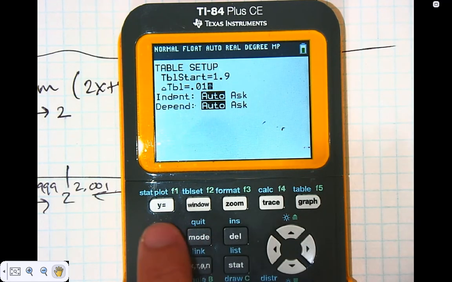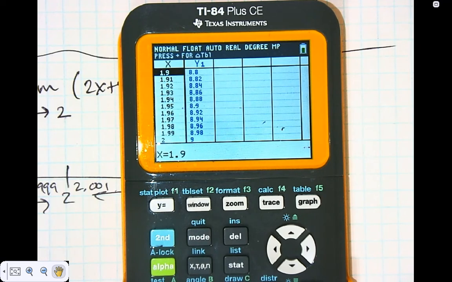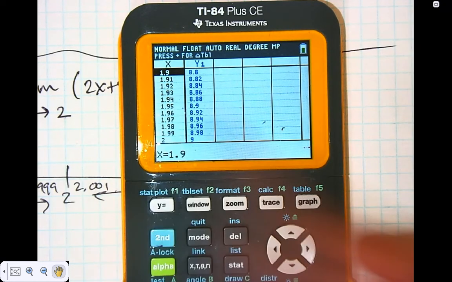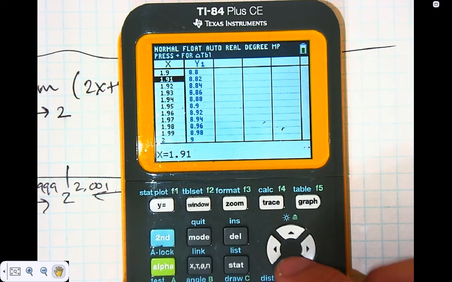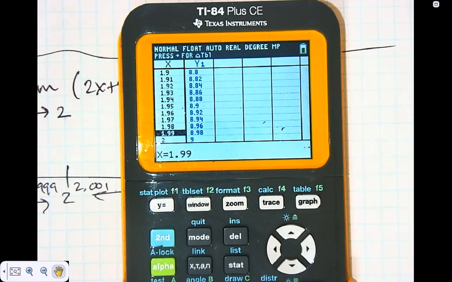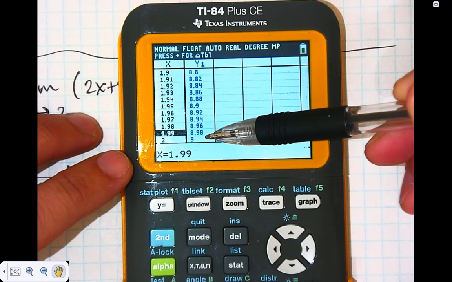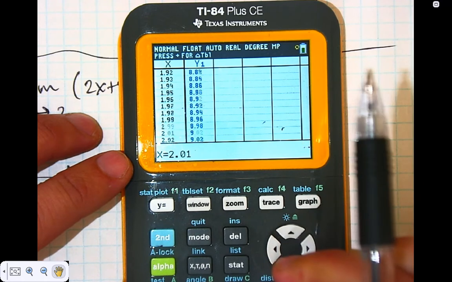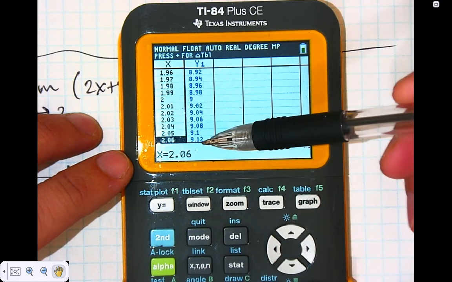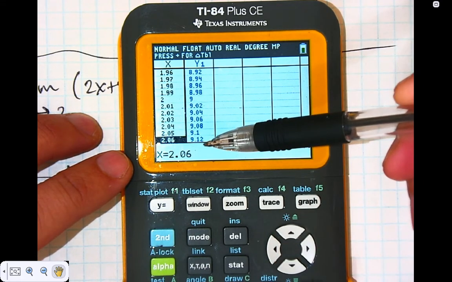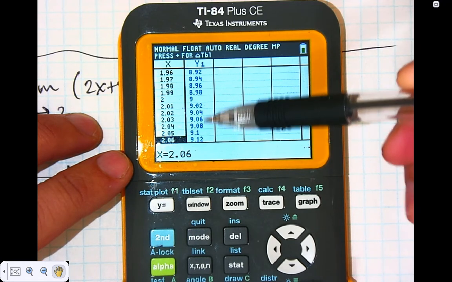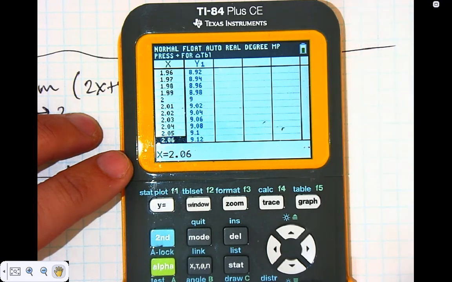So now if I go back into my table, you can see that at 1.9, I'm at 8.8. And then 1.91 and so forth. I'm getting ridiculously close. You can see the pattern here. It looks like I'm approaching a value of 9. And this is coming from the left-hand side. What about from the right? Well, coming in from the right, I'm at x values bigger than 2. As I drop back down here, these are decreasing and getting closer and closer and closer to 9.